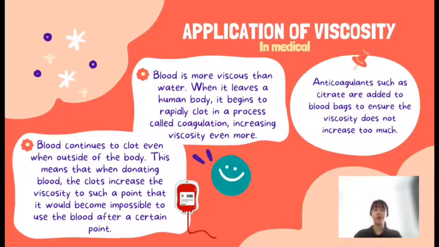It will not be able to flow into or out of the body very well at all, and it will actively harm someone if it is given to them. To solve this, anticoagulants such as citrate are added to blood bags to ensure the viscosity does not increase too much. This allows the blood to flow easily out of the bag into a recipient's body.